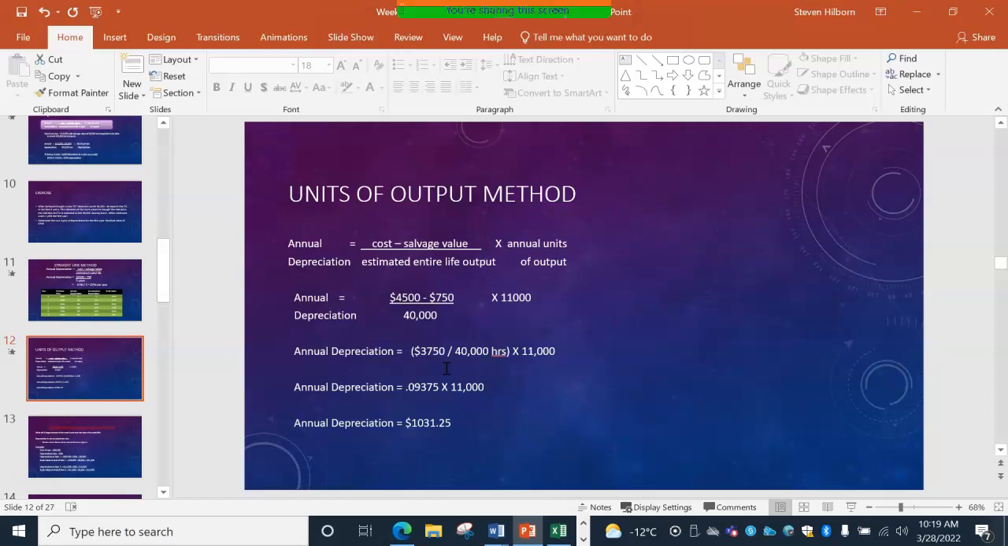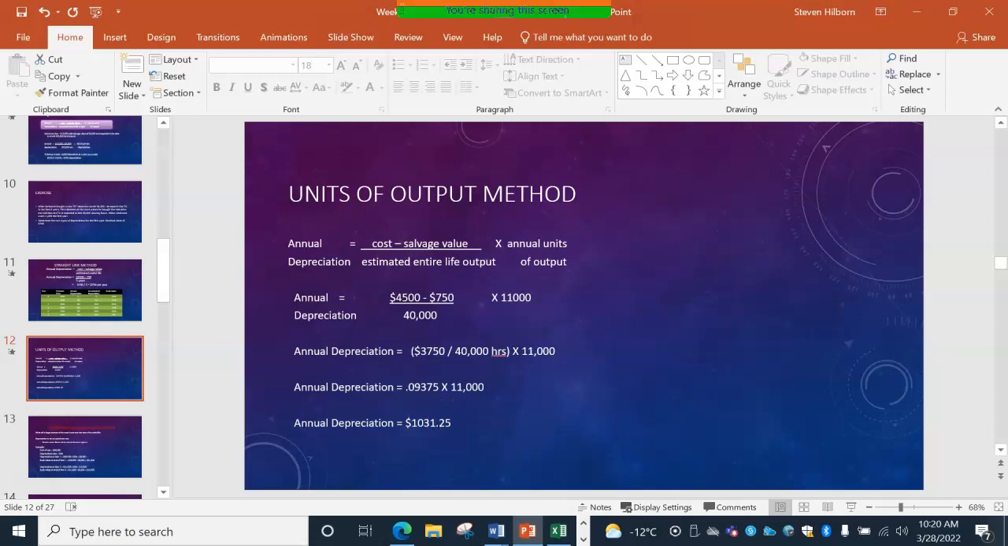It's not a lot, but every hour that TV's on, it's worth 9 cents less, 9 cents less, 9 cents less. And then eventually you watch 11,000 hours, or it's on for 11,000 hours, it will depreciate by $1,031.25.